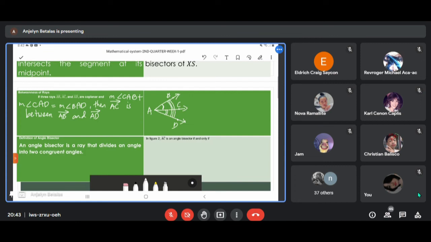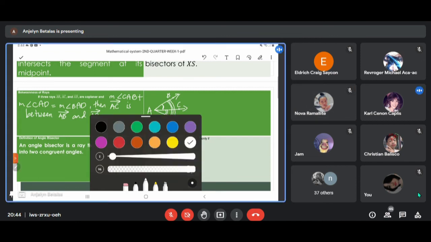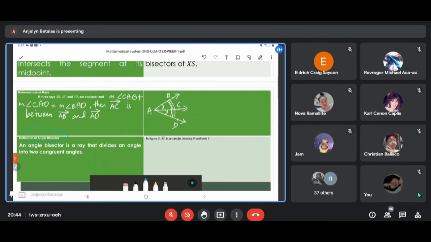Question? None, ma'am. Okay, our next is the definition of angle bisector. Importante ni ang angle bisector. So, the same figure, class, ay, layo na lang akong drawing.